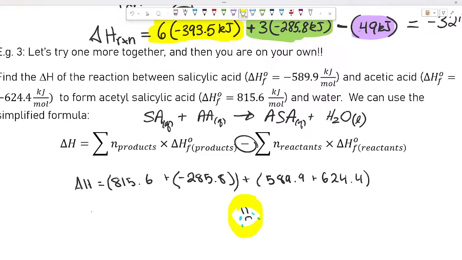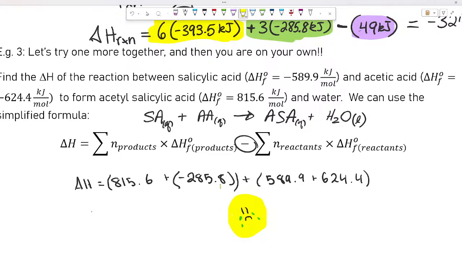And if I'm not mistaken, everything is negative here except the acetyl salicylic acid. Is that true? What's the acetic acid? Negative 624? Yes. And salicylic acid's negative 589. Yes. And water is negative 285, is it? Yeah. Right?